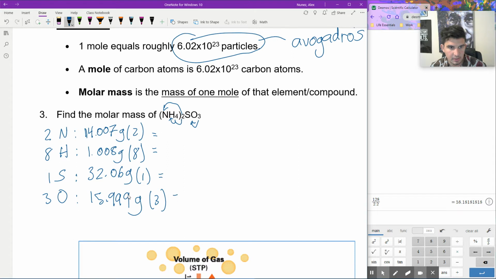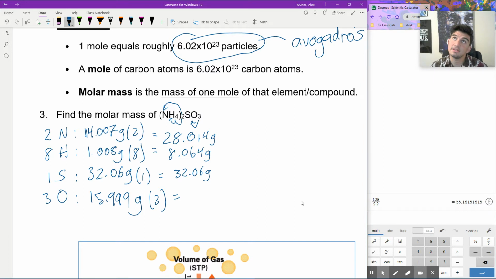So I'm going to plug all of these into my calculator. That would give me 28.014 grams, 8.064 grams, 32.06 grams, and I can't do that one in my, actually, yes, I can.